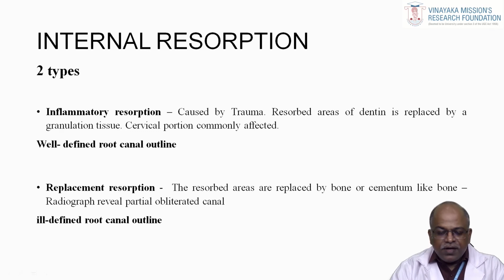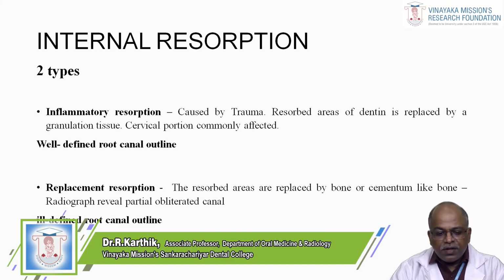There are two types of resorption: inflammatory resorption and replacement resorption. Inflammatory resorptions are usually caused by trauma. The resorbed areas of the dentin are replaced by granulation tissue. Cervical portions are commonly affected. It usually has a well-defined root canal outline in radiographs.